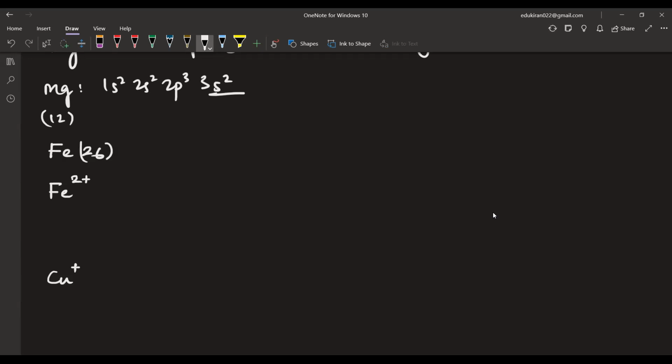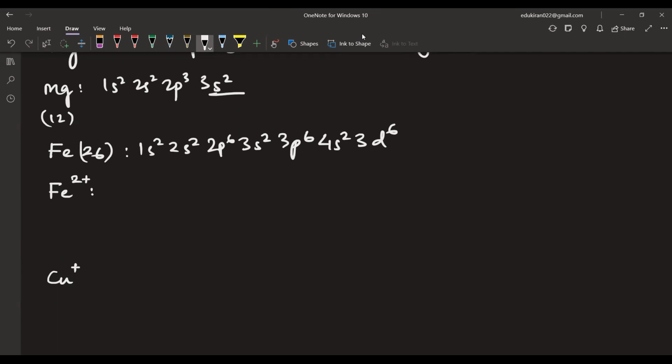Fe is 26, right? 26 atomic number, right Fahad? Yes. Tell me, what will be the configuration? 1s2 2s2 2p6 3s2 3p6 4s2 3d6. So what will be the problem?